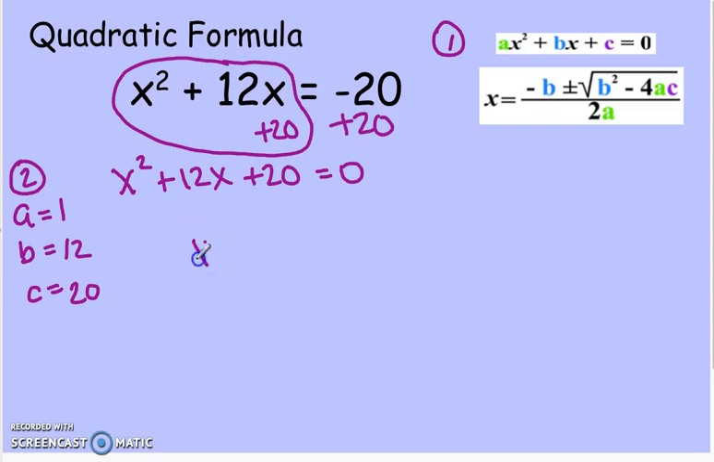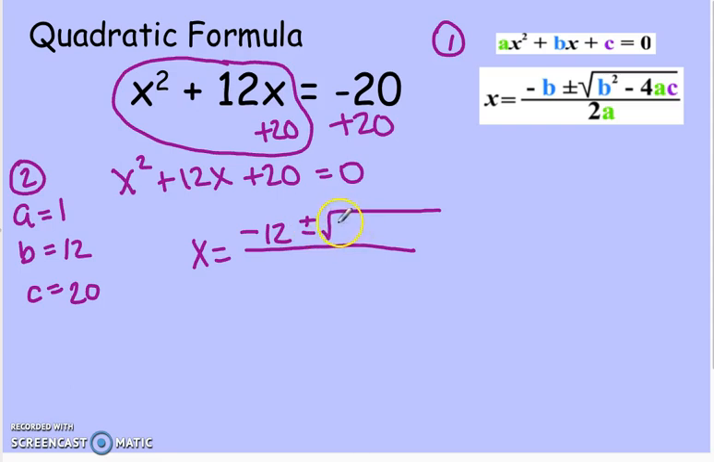So we're going to have x equals, now we're going to make a giant fraction. We're going to put a negative, and then we're going to put b. In this case, b is 12. So we just put negative 12. Plus or minus, remember that plus or minus from the square root method and from completing the square? That's in the quadratic formula. And make a nice square root, because plus or minus always comes in front of the square root.